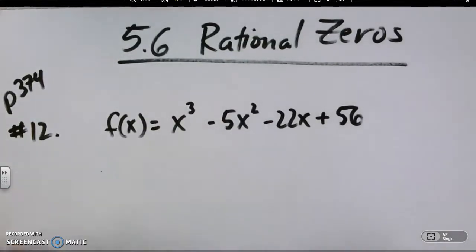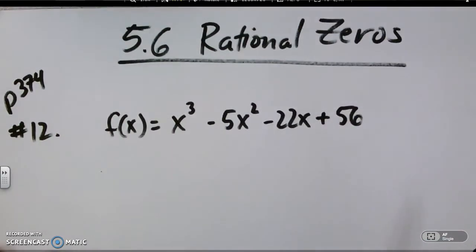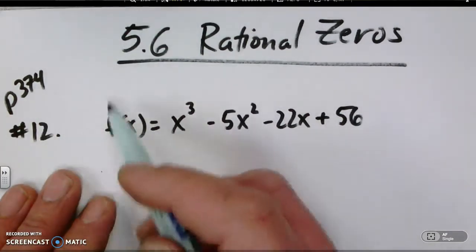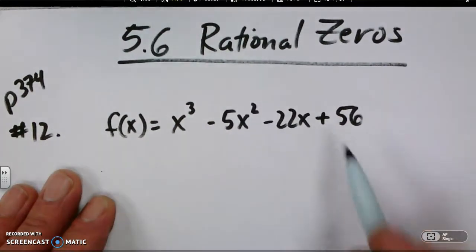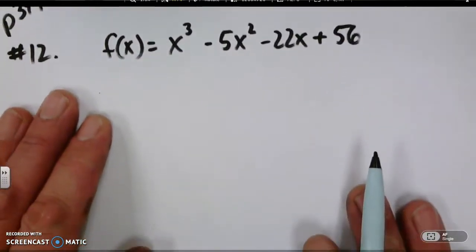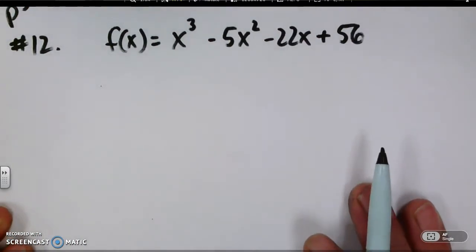This is Mr. Kutsi, and I'm going to be going through how to solve the problems from 5.6 and talking about what the heck a rational zero is, and what it means to us. For an example, we'll go through number 12 from page 374. What you see here is a polynomial function. I'd like to establish what our goal is.